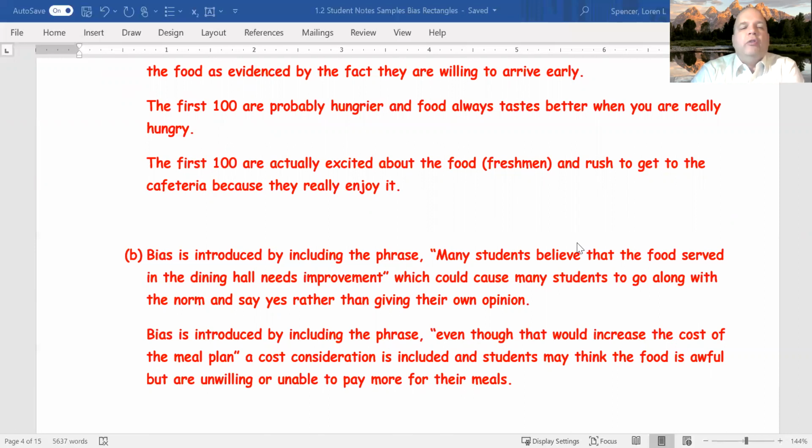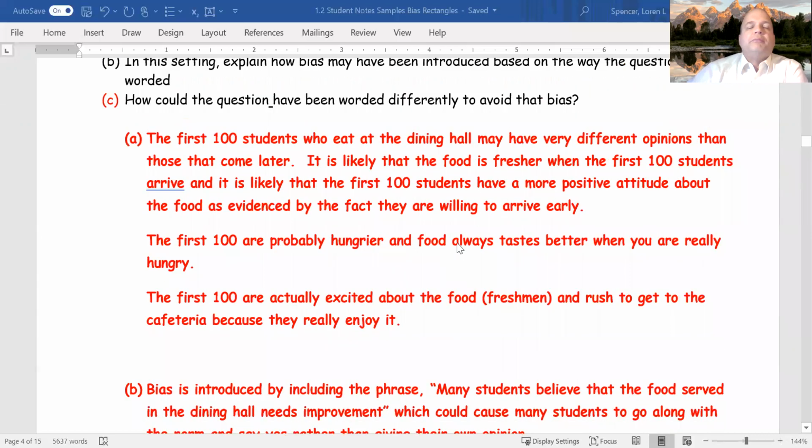Bias is also introduced by including the phrase, even though that would increase the cost of the meal plan. A cost consideration is included, and students may think the food is awful but are unwilling or unable to pay more for their meals. If you were just concerned about whether or not the food needed to be improved, you would not have brought cost into this question. Now, you might want to discuss cost later, but if it's just to find out whether the food was good or bad, you should never have introduced costs of the food or say that it might increase.